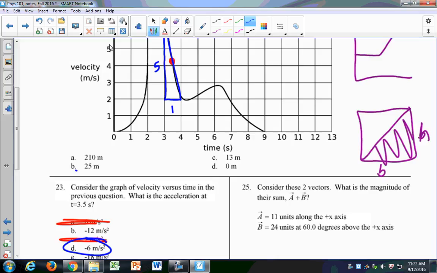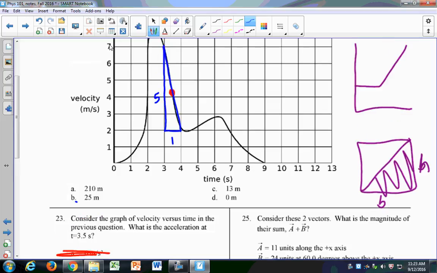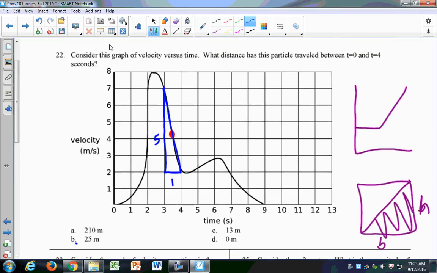China, is that clear? You sure? The 5 was, I counted the squares, but only because the squares are worth 1. I actually went from here up to here, and I say 7 minus 2, that's equal to 5. And down here, I say 4 minus 3, that's equal to 1. So my rise is actually negative 5, and my run is 1. That's my slope.